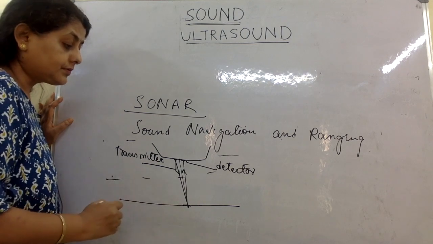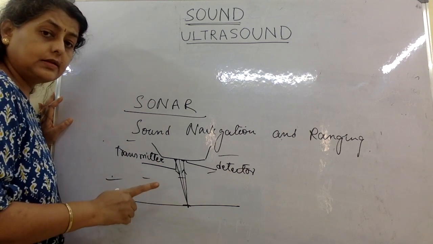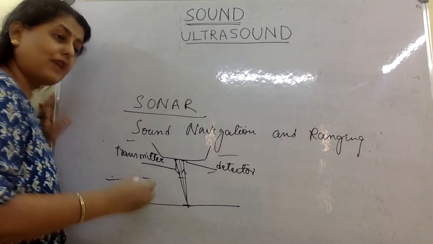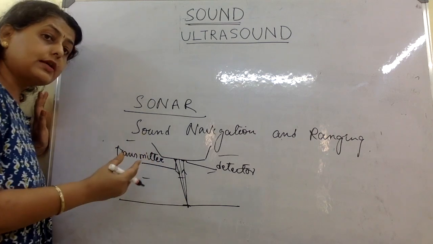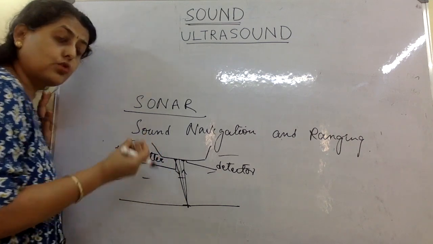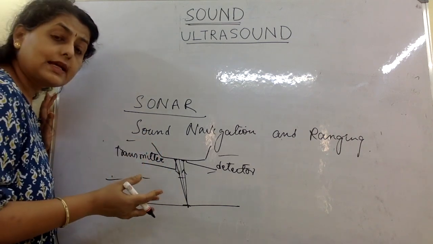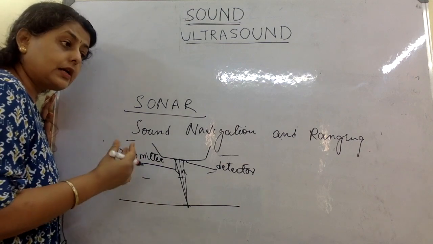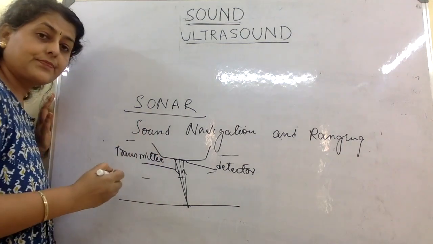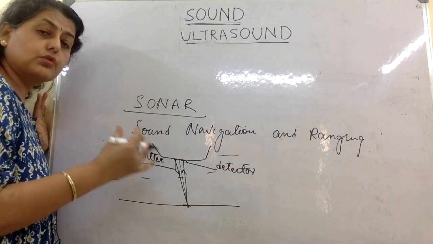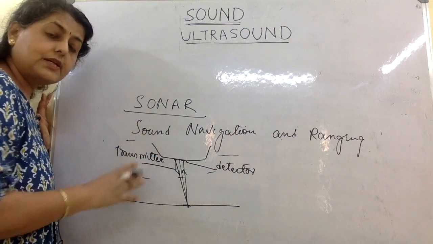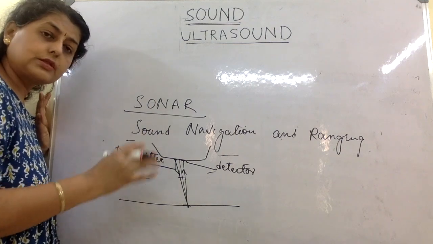Now why is it used? Why do we need to understand? Sonar is used to understand if there are any sunken ships, any big shoals of fishes. That is used by boats used for fishing also.